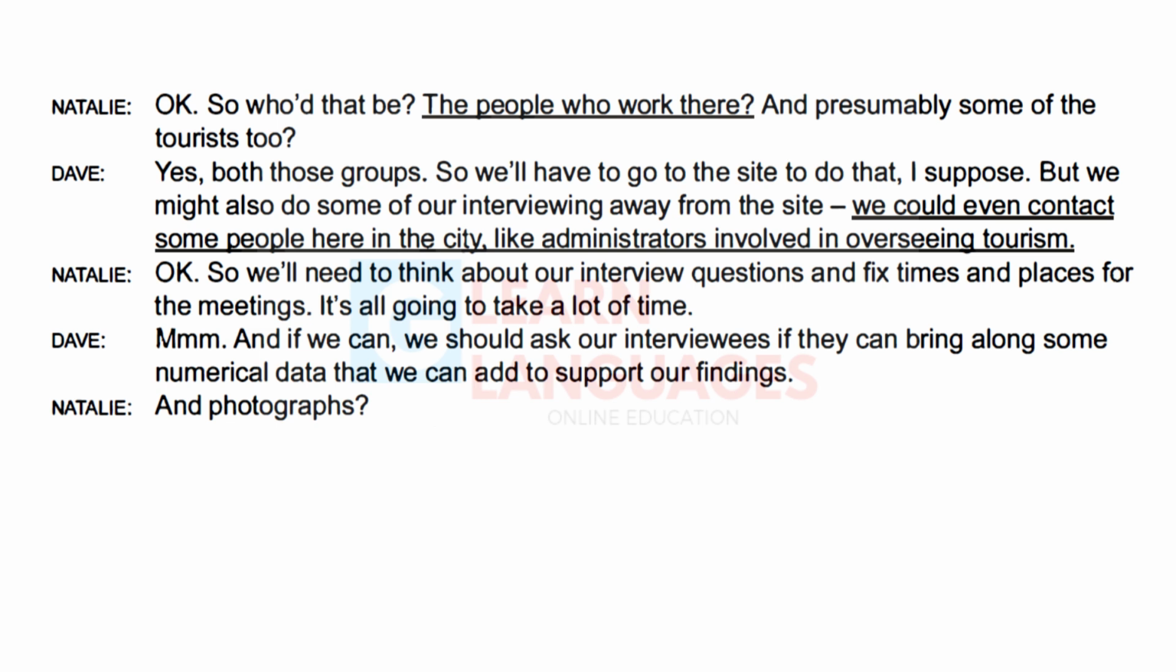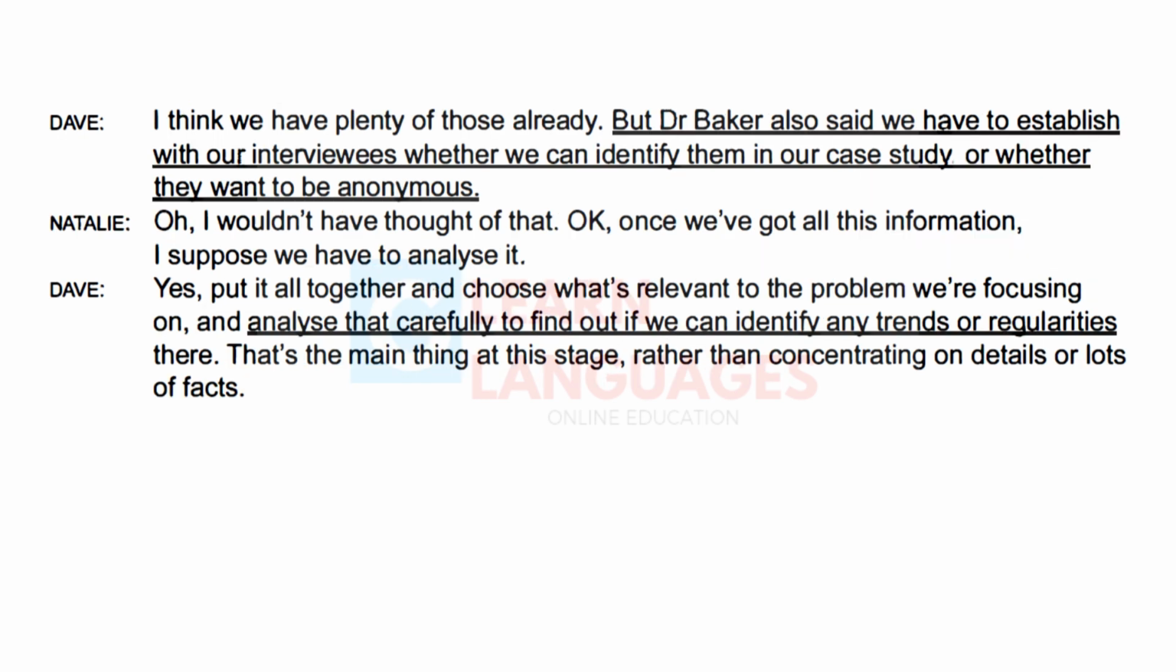And if we can, we should ask our interviewees if they can bring along some numerical data that we can add to support our findings. And photographs? I think we have plenty of those already. But Dr. Baker also said we have to establish with our interviewees whether we can identify them in our case study or whether they want to be anonymous. Oh, I wouldn't have thought of that.